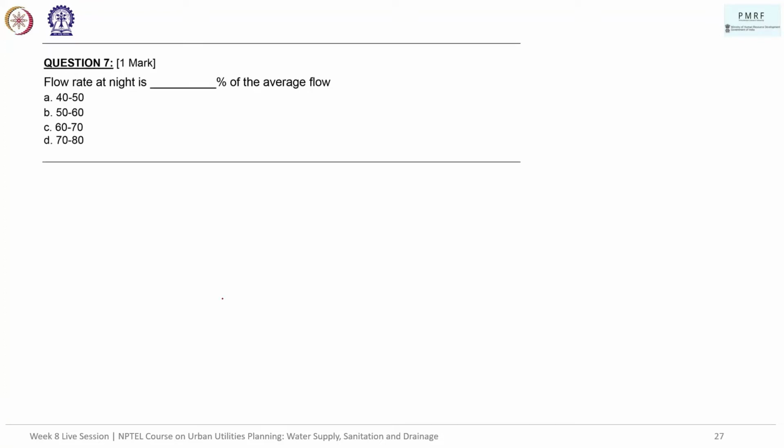Right. So moving on to the next question, which is also sort of a direct lift from the lectures. Flow rate at night is dash percentage of the average flow. 40 to 50, 50 to 60, 60 to 70, or 70 to 80. Any answers? Okay, we have one answer in the chat box, C, 60 to 70.